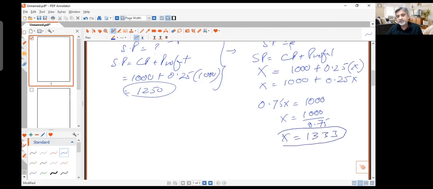Now again, the two answers are different. Here you got selling price as 1250. Here you are getting selling price as 1333, depending on markup and margin. We call this the equation method, very typical of mathematics.